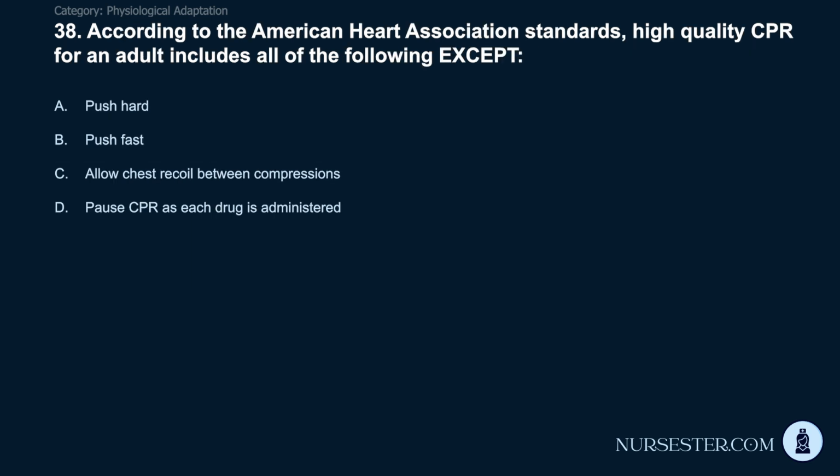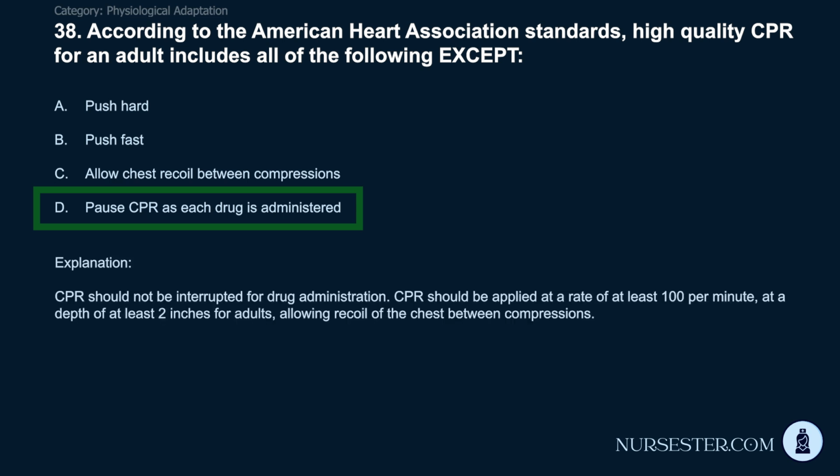38. According to the American Heart Association standards, high-quality CPR for an adult includes all of the following except: A. Push hard. B. Push fast. C. Allow chest recoil between compressions. D. Pause CPR as each drug is administered. Correct answer, D. Pause CPR as each drug is administered.